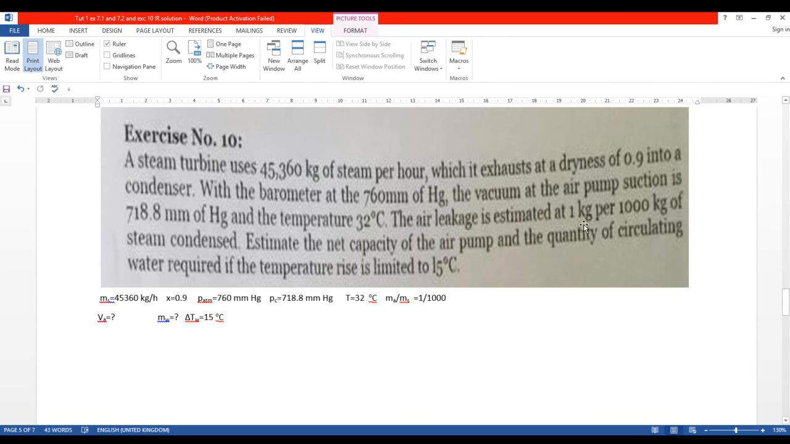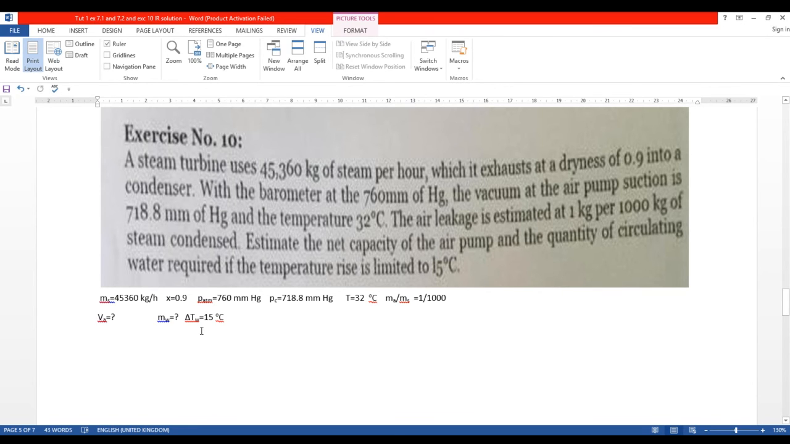Also, we need to calculate the quantity of circulating water. It means the mass flow rate of water, the cooling water. Circulating water in the condenser, usually we have the cooling water. So m dot W equals how much, if the temperature rise is limited to 15 degrees centigrade. So this is delta TW, the change in temperature of water.